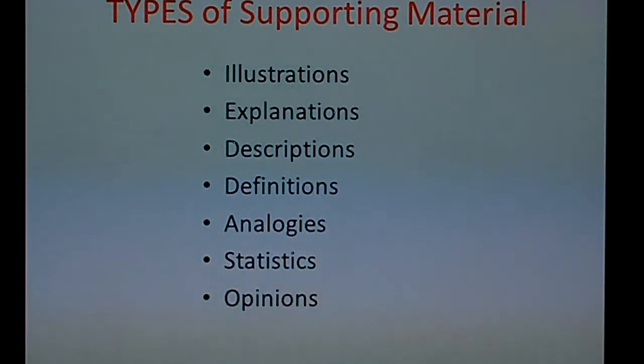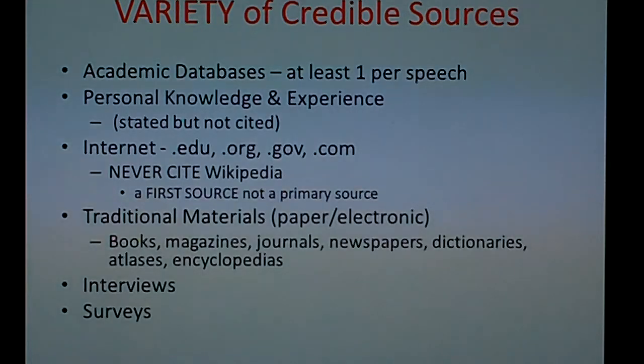Now, there's a variety of supporting material types. Illustrations, explanations, you can have descriptions, definitions, and those can come right from the dictionary. You might want to make an analogy. Sometimes you find statistics that are either startling or surprising that you want to include, and then the opinions of others. These others might be experts, but they might just be people in your world. But you need a variety of supporting material to give credence to what you're saying in your speech.